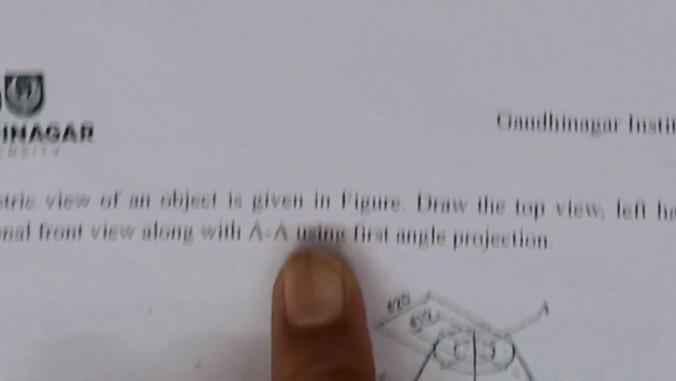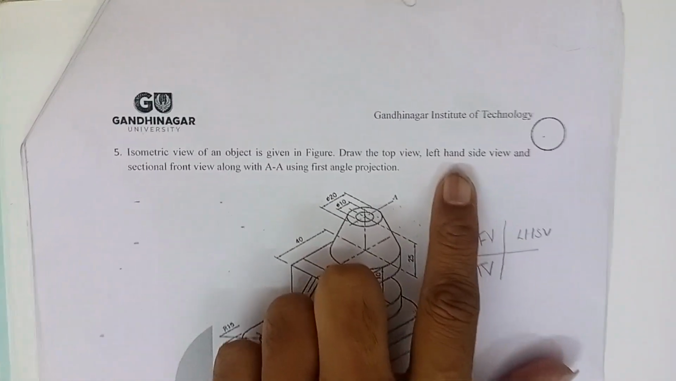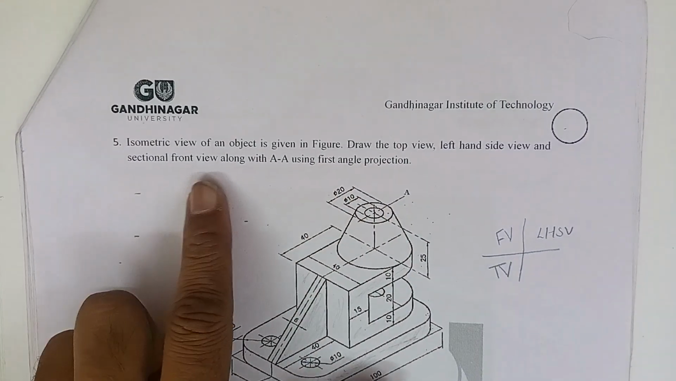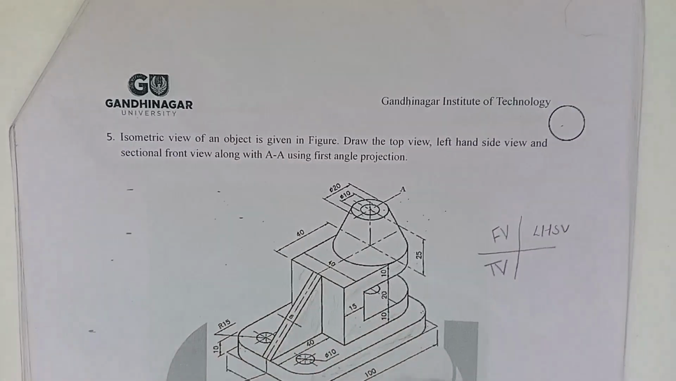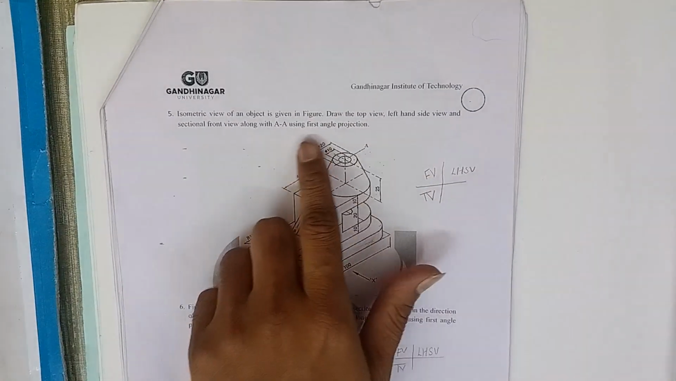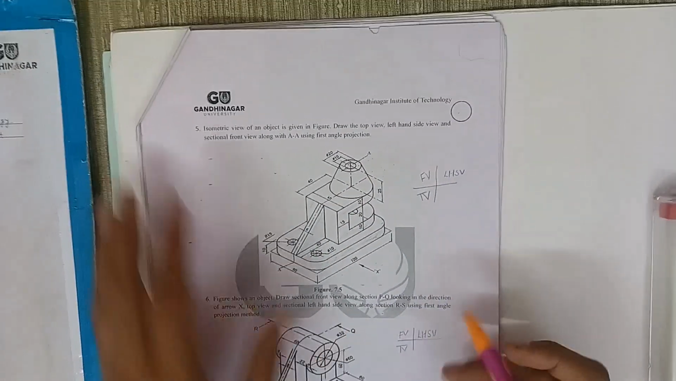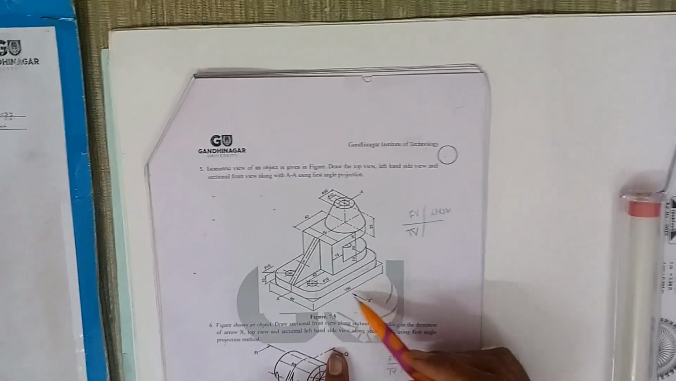Our question is that an isometric view of an object is given in the figure. Draw the top view, left hand side view and sectional front view along with section AA using the first angle projection method. Okay. So first of all we need to observe the object from here.